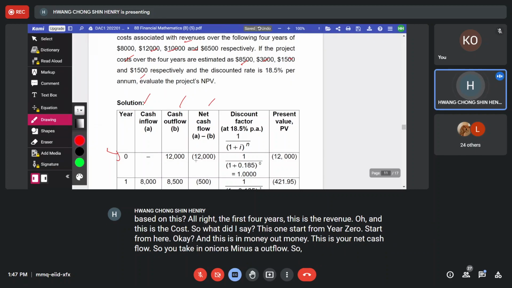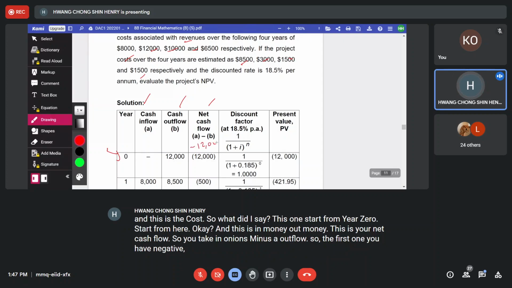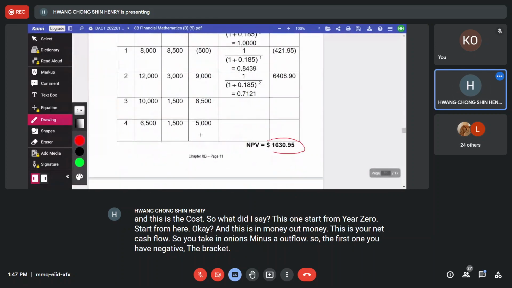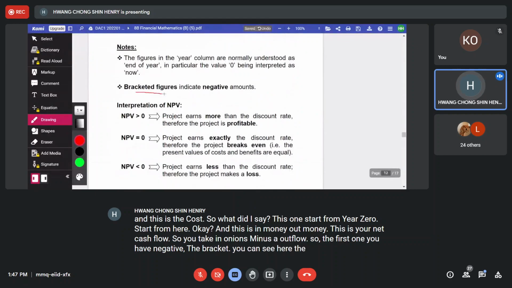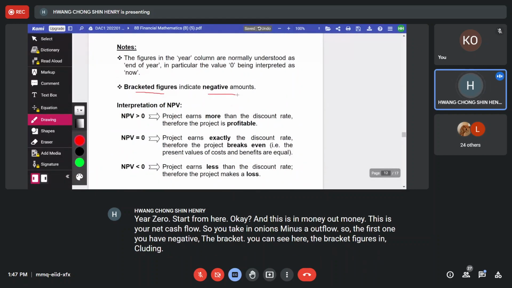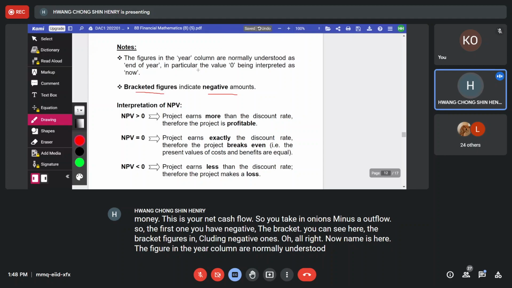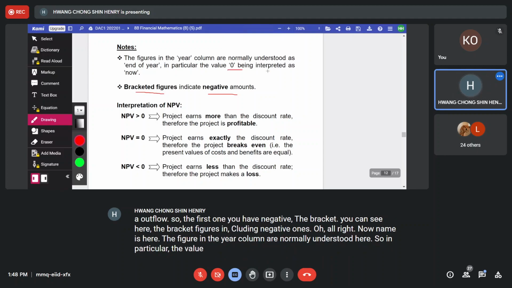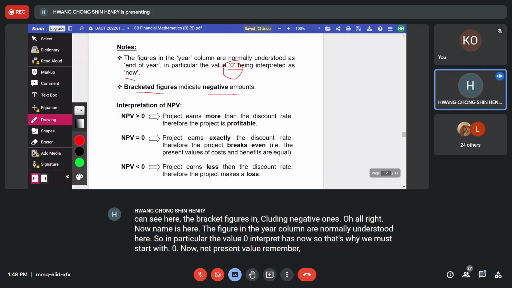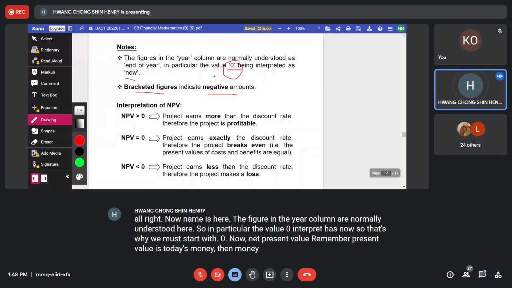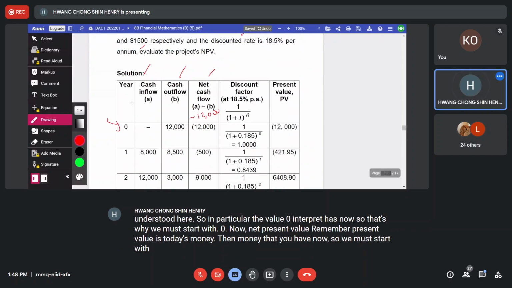So the first one you have negative. The brackets you can see here are figures including negative amounts. Now you see here, the figures in the year column are normally understood as end of year. In particular, the value 0 is interpreted as now. So that's why we must start with 0. Now, net present value. Remember, present value is today's money, the money that you have now. So we must start with 0. See, don't start with 1.